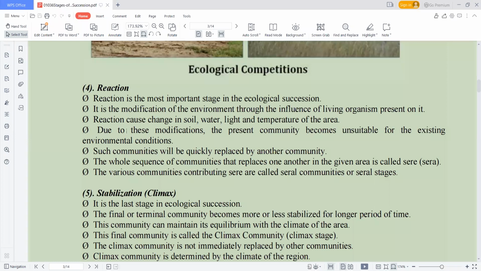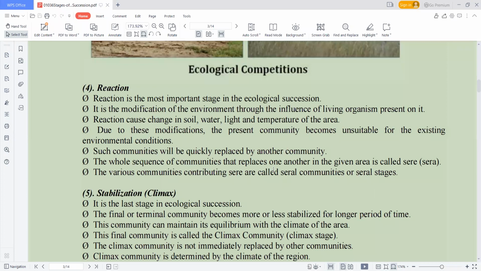Such communities will be quickly replaced by another community. The whole sequence of communities that replace one another in a given area is called a sere. The various communities contributing to the sere are called seral communities or seral stages.